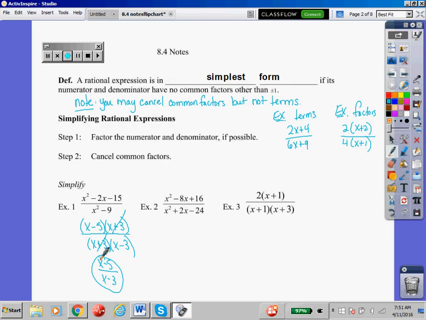All right? Now, I want you guys to try example 2 and 3. That's it. That's your final answer. So all we're doing is simplifying the fraction. So you factor the numerator, factor the denominator, cancel the common factors. So it's like reducing 4 over 8, but much more complicated, okay?